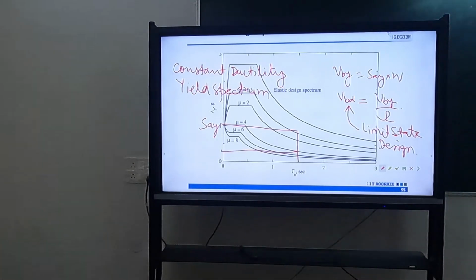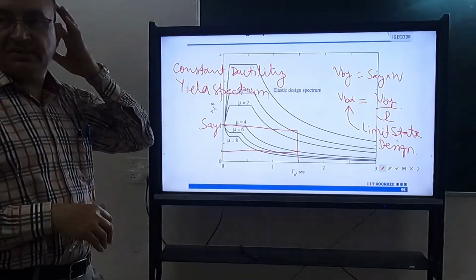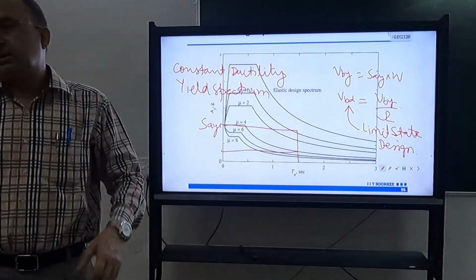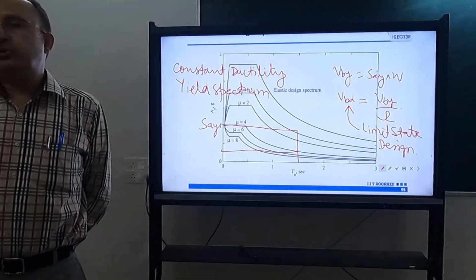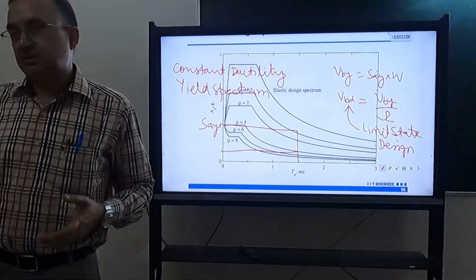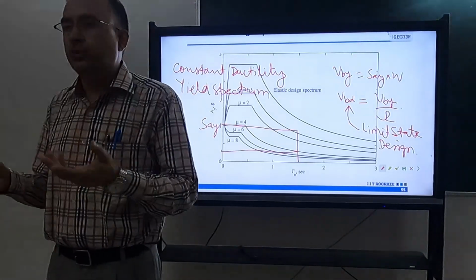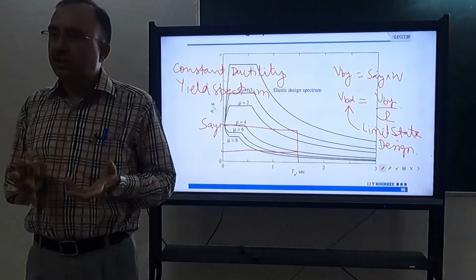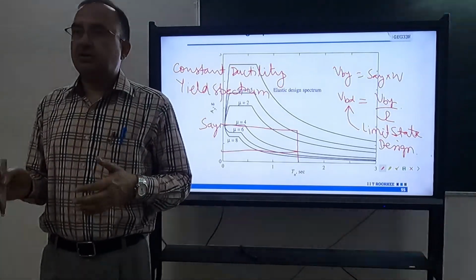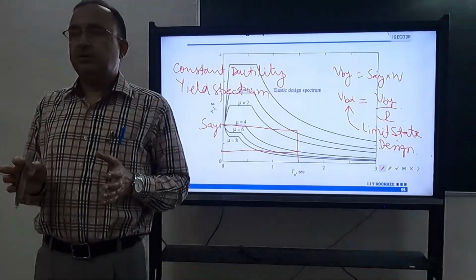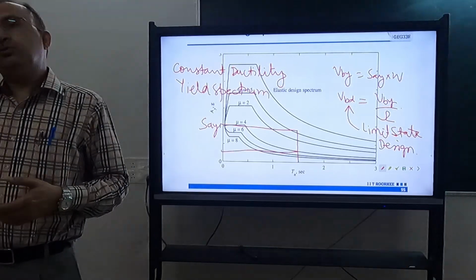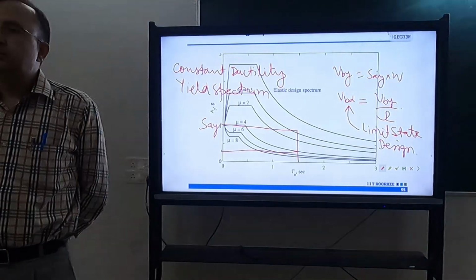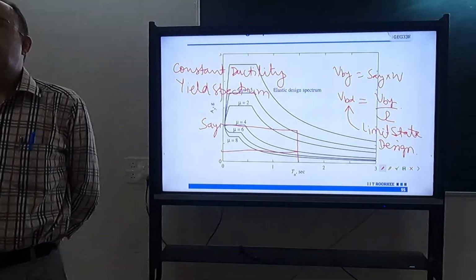But strength is in your hand. You can achieve any strength. You design it for larger sizes and reinforcement, and the strength can increase. So you can control strength, but ductility you can't control that much. Some control on ductility is possible because if you follow ductile detailing or capacity design, the ductility is going to increase, but there is a limit. You can't go on increasing it in an unlimited manner. But strength you can go on increasing in an unlimited manner. You can design for any ratio.